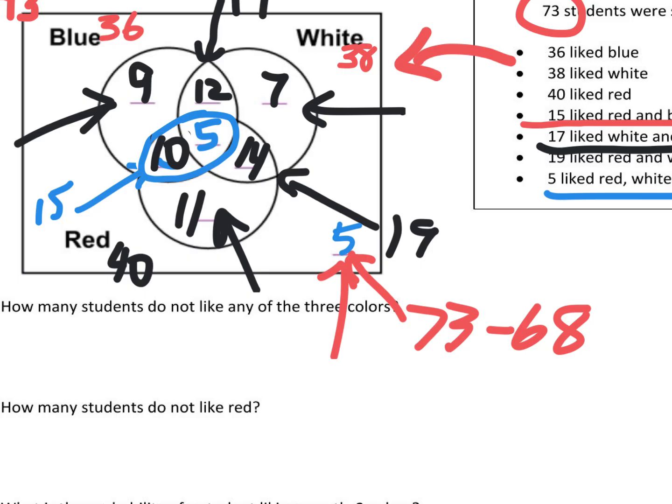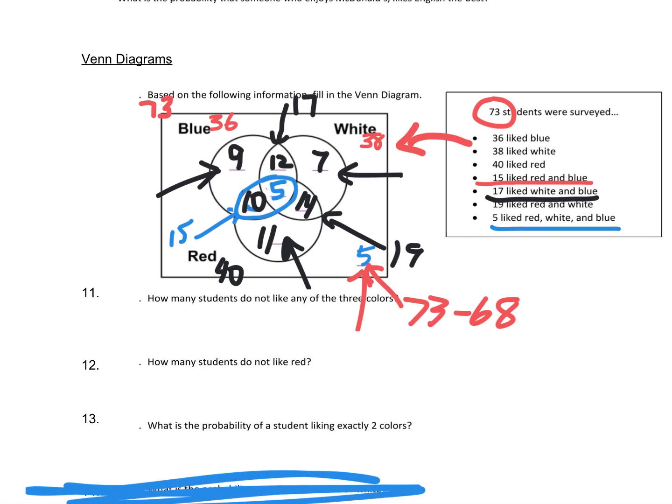That right there, probably the hardest question on the test because you have to get like 7 little tiny adding problems right to do this right. Now that I've got the numbers, it shouldn't be hard to answer the actual questions. How many students do not like any of the 3 colors? Well, the not, that's right here. That's 5.